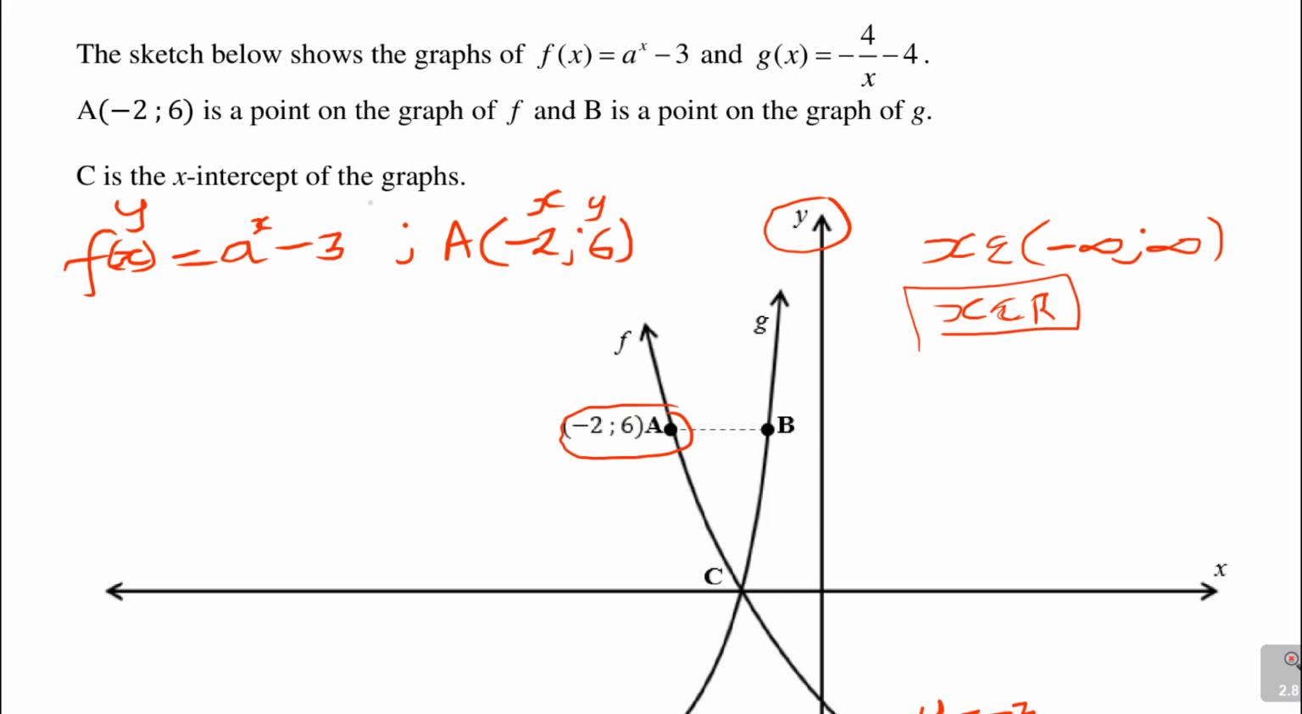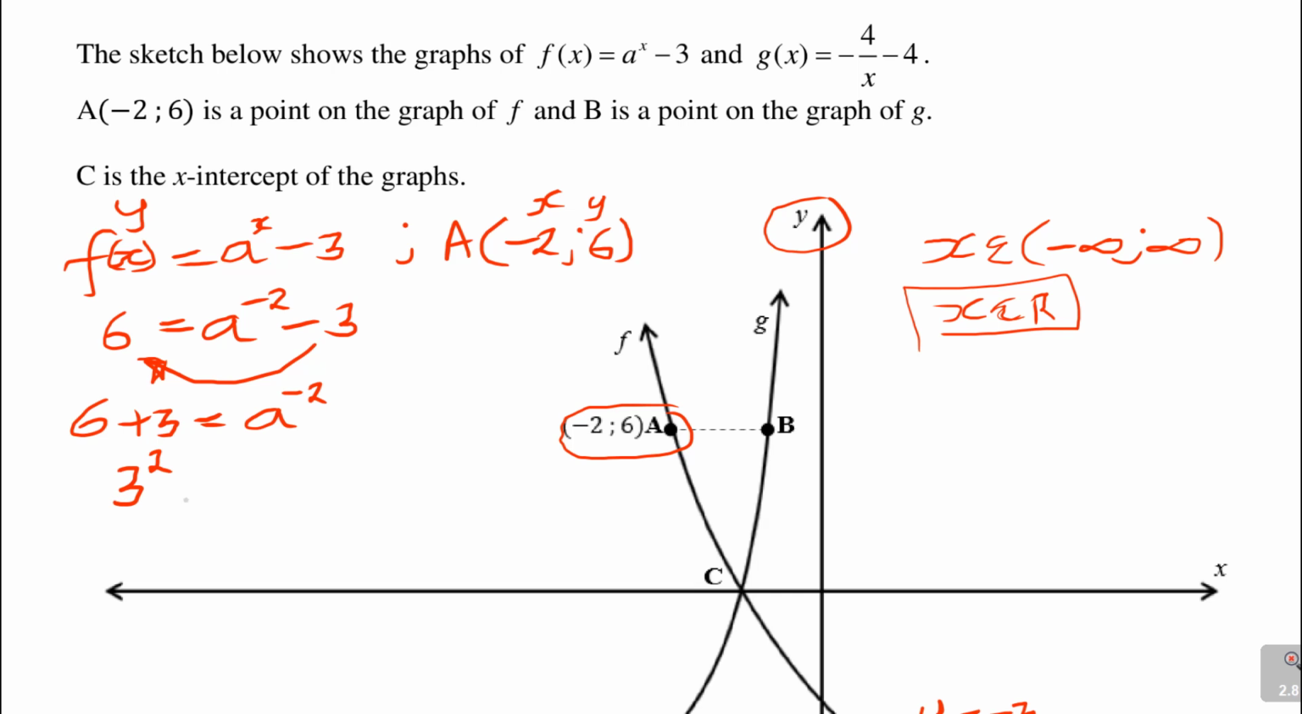So where there is y, you write 6 is equal to, and where there is x, you write a to the power negative 2, and then -3. Alright, so now you have to solve this. You take -3 to the other side of the equation. You have 6 plus 3 is equal to a to the power -2. 6 plus 3 is 9, but 9 is 3 squared, equal to a to the power -2. Now it's exponents, guys. You have to solve for exponents.